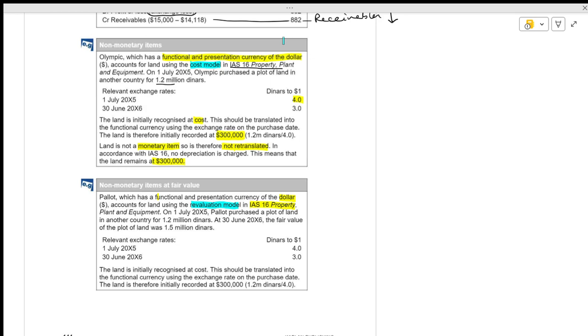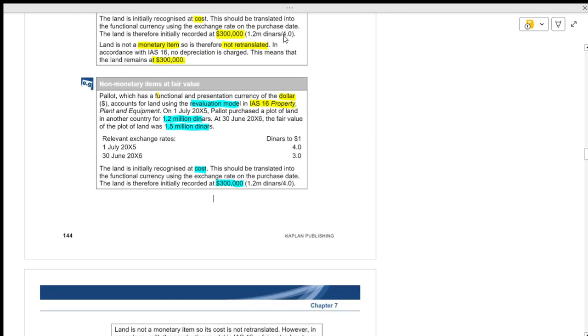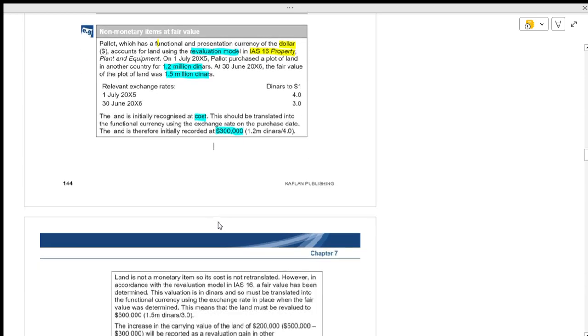Now, on 1st July, Pilot purchased a plot of land for 1.2 million. The fair value is how much? $1.5 million. The land is initially recognized at cost. And what is the cost in terms of dollars? In terms of dollars it is $300.